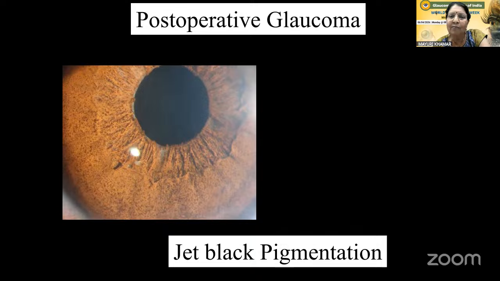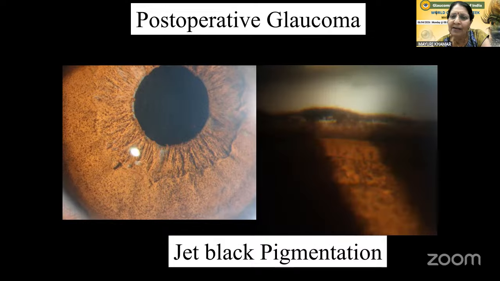This is an example of postoperative secondary glaucoma. You can see the iris is studded with jet black pigmentation. On gonioscopy, the same jet black pigmentation is occupying the whole angle.